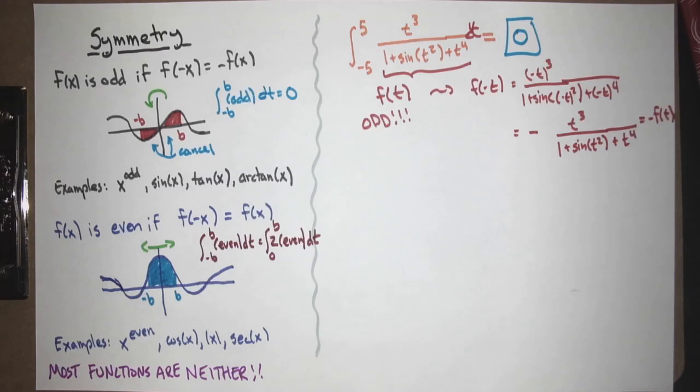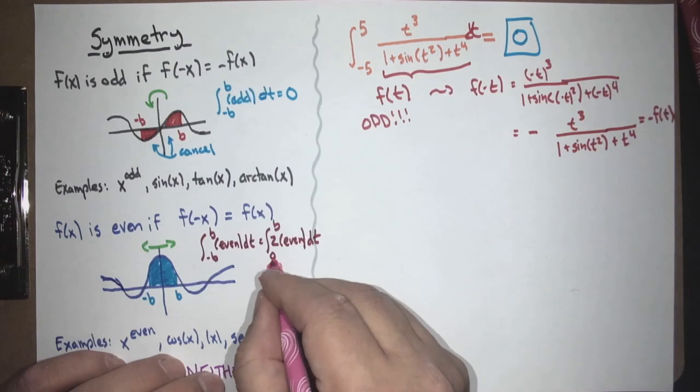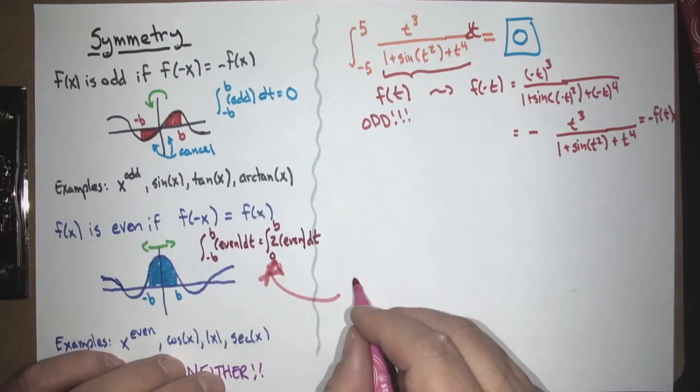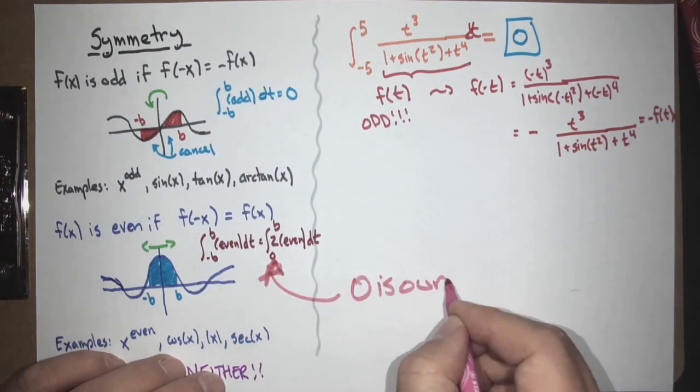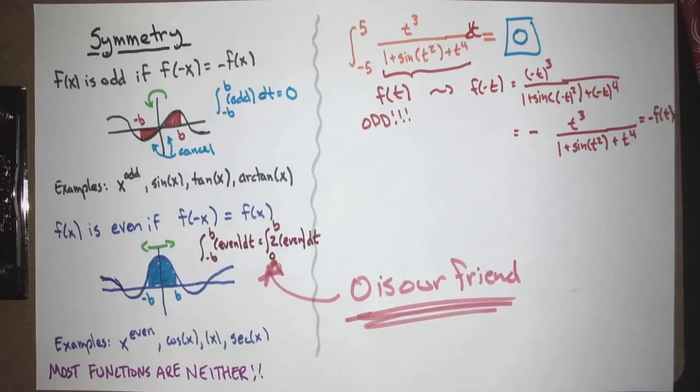Now, that might not seem like a lot of work. However, there's an important mantra to keep in mind. Whoops. That's supposed to be an arrow. 0 is our friend. We like 0. And any time that you can involve 0, you should do it, because 0 has a wonderful way of simplifying many expressions.